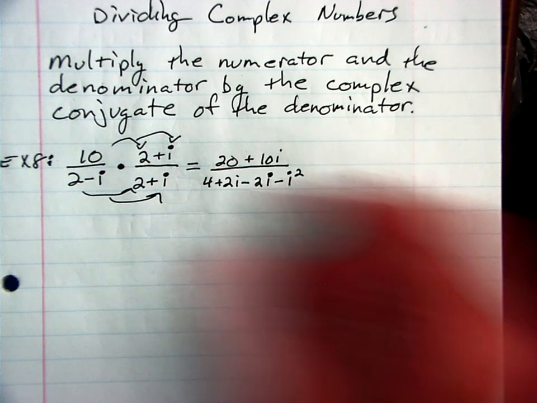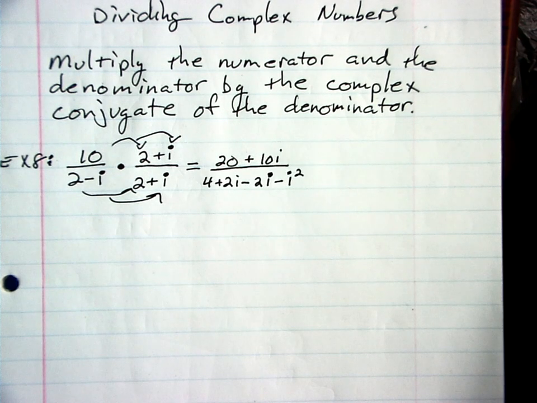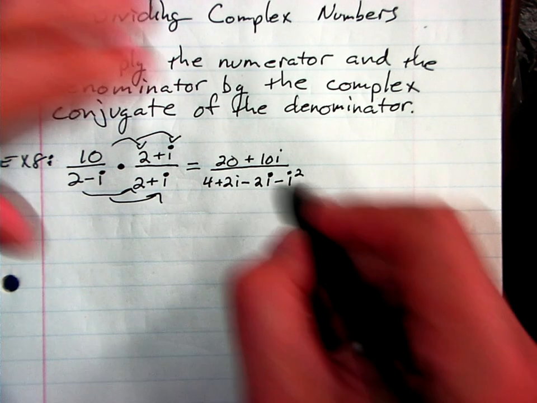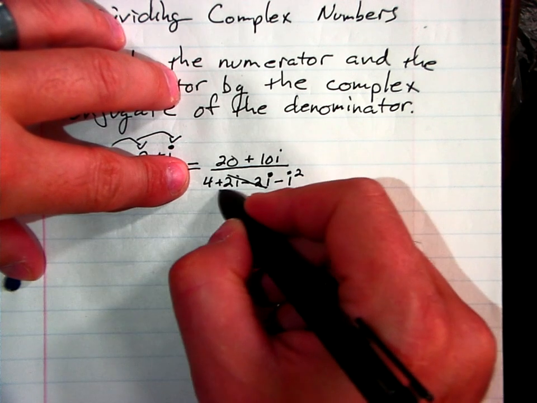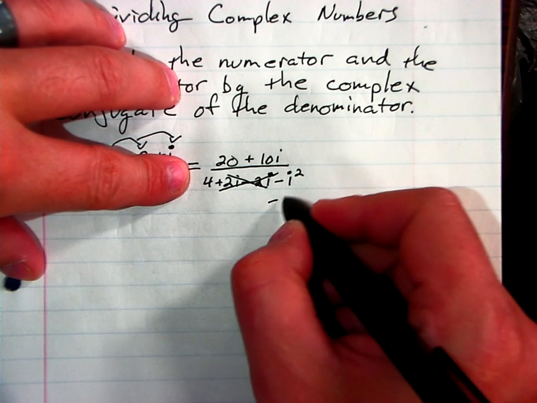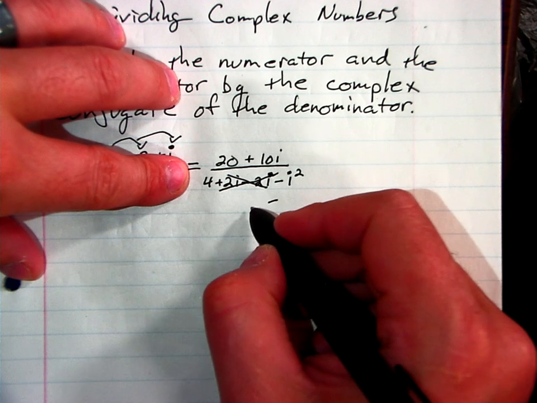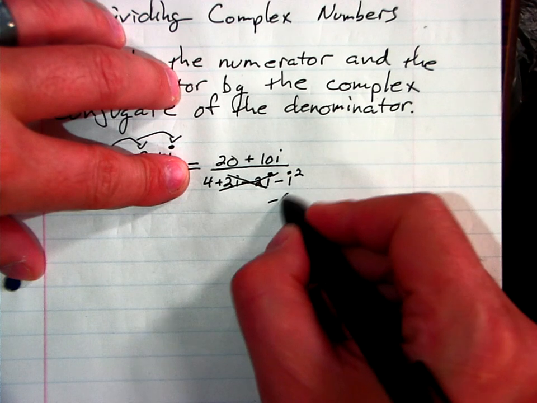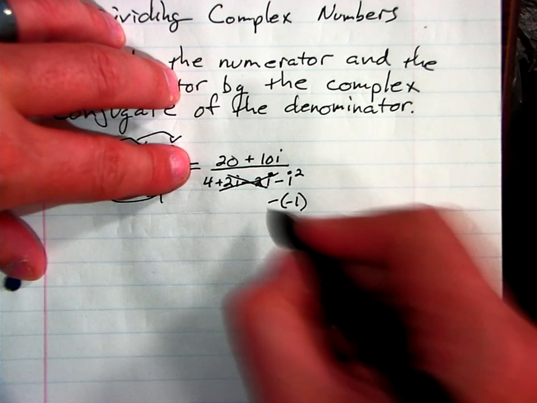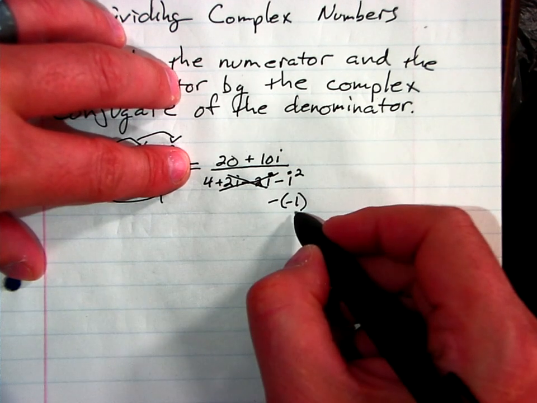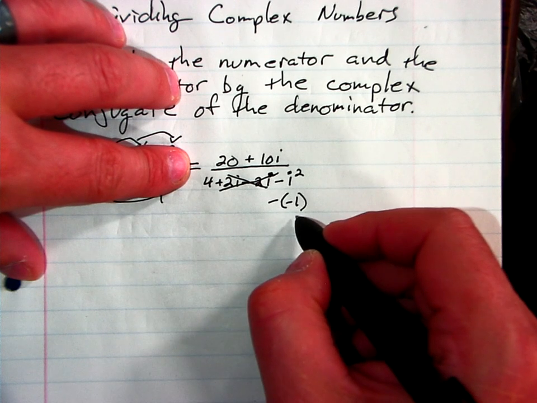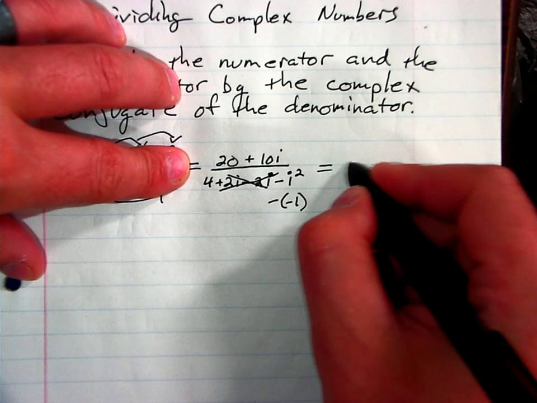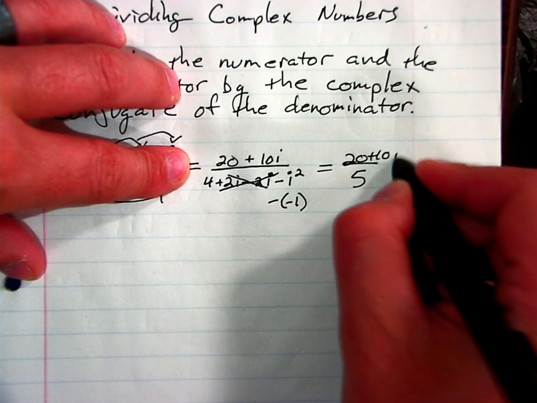So we have a lot of stuff going on here. Let's see if we can simplify this. What is 2i minus 2i? It cancels out. 2i minus 2i is 0. Yes. i squared is the same as negative 1. So really we have 4 minus negative 1. Two negatives make a positive, so what's 4 plus 1? 5 over 20 plus 10i.